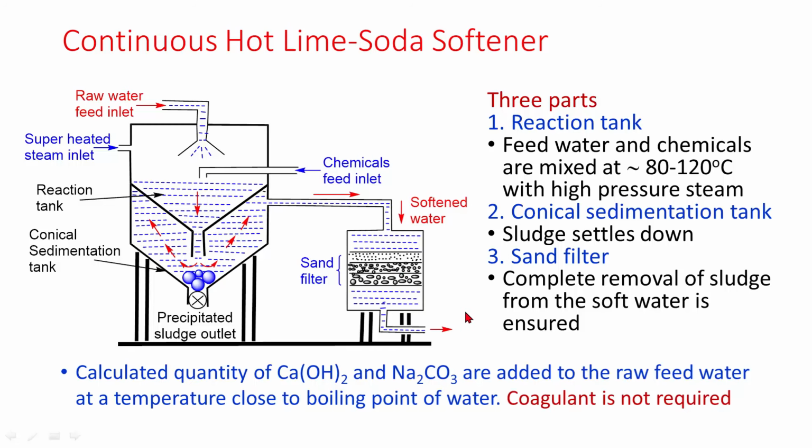Calculated quantities of calcium hydroxide and sodium carbonate are added to the raw feed water at a temperature close to the boiling point of water. Since reactions take place at higher temperature, there is no need to add coagulant in case of hot lime soda softener.